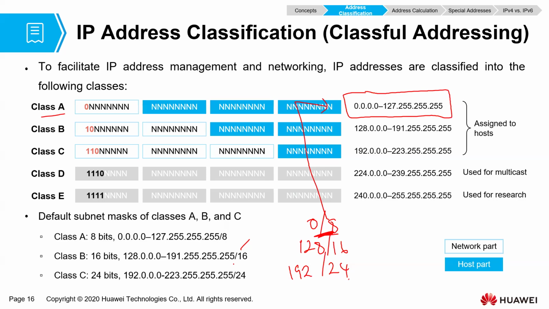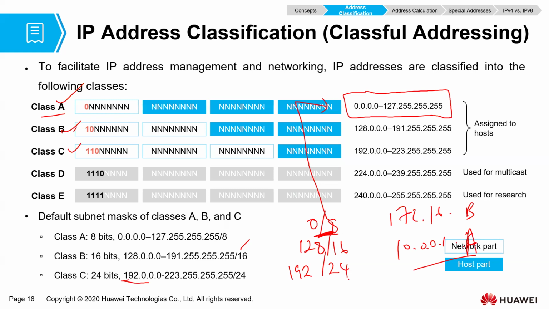With these classes, we have further classification into private IP addresses and public IP addresses, which come from the classes. Class A has a range of addresses that's not private. B and C also have a range. 192.168 basically means class C, 172.16 comes from class B, and 10.0.0.1 comes from class A. So the range of the IP address determines the class.